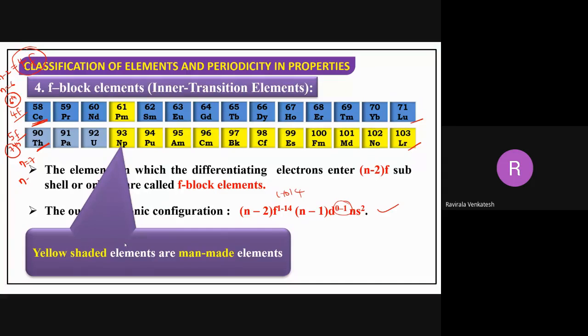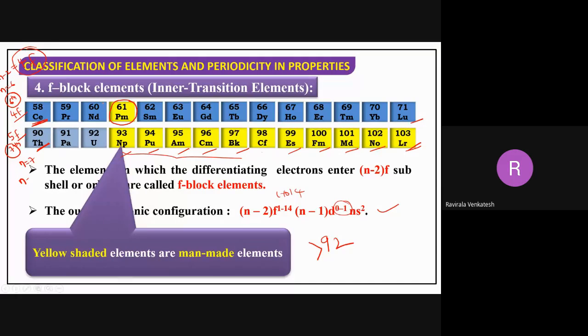Next, yellow shaded elements are man-made elements, which means synthetic elements. Any element after uranium, with atomic number greater than 92, is synthetic. For example, neptunium, plutonium, americium, curium, berkelium, californium, einsteinium, fermium, mendelevium, nobelium, lawrencium are all synthetic elements. In the 4f series, all are natural elements except one, promethium.